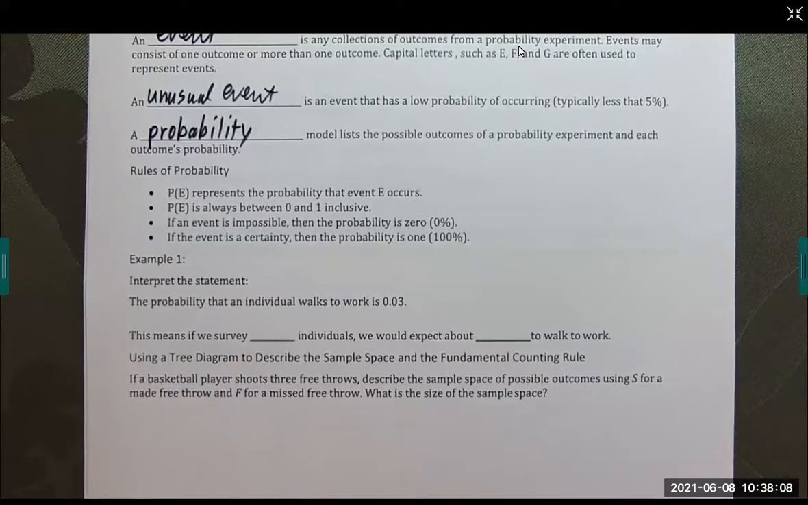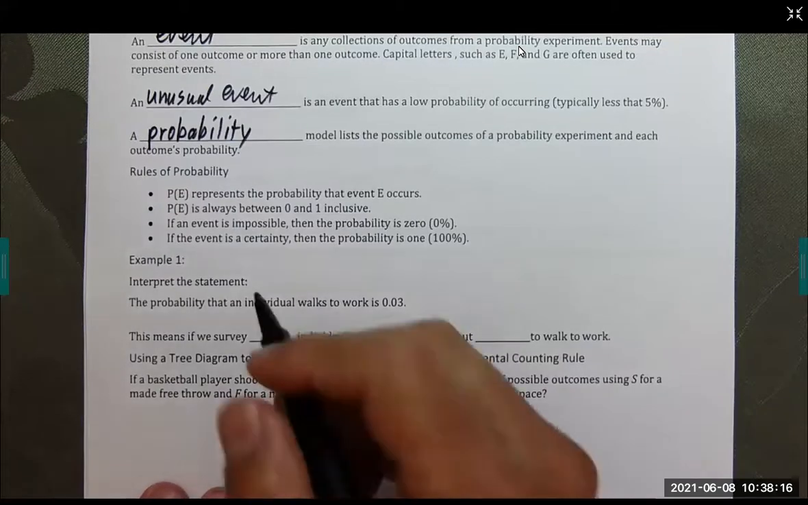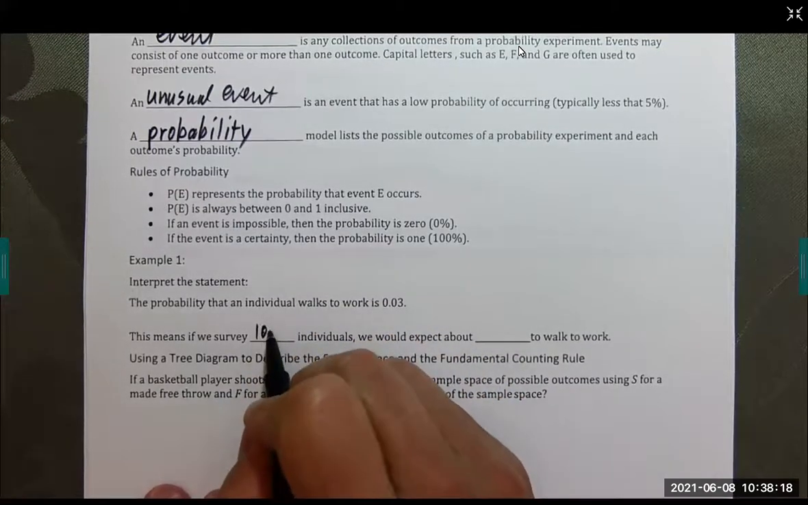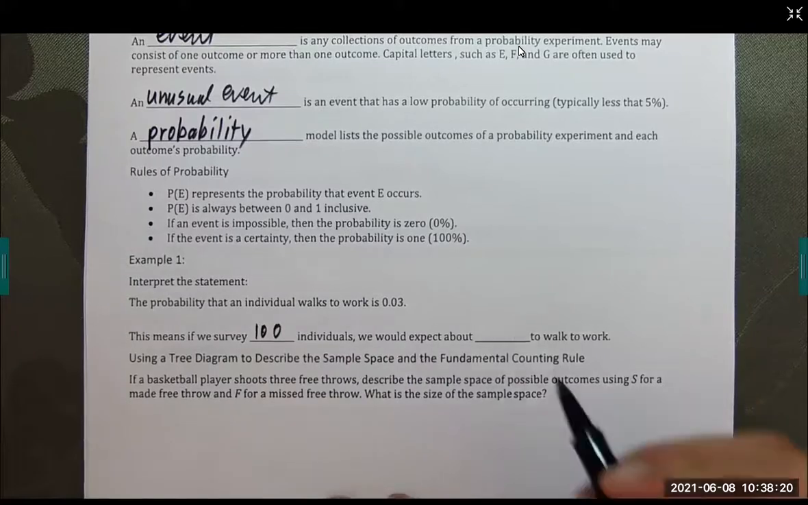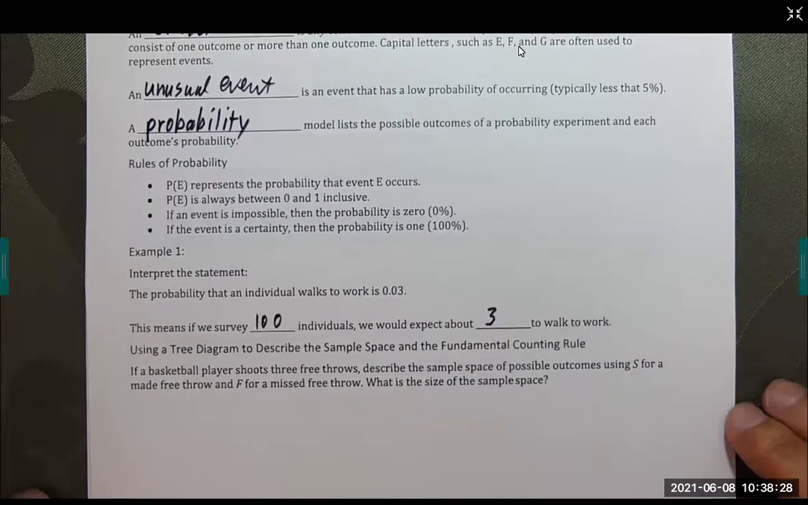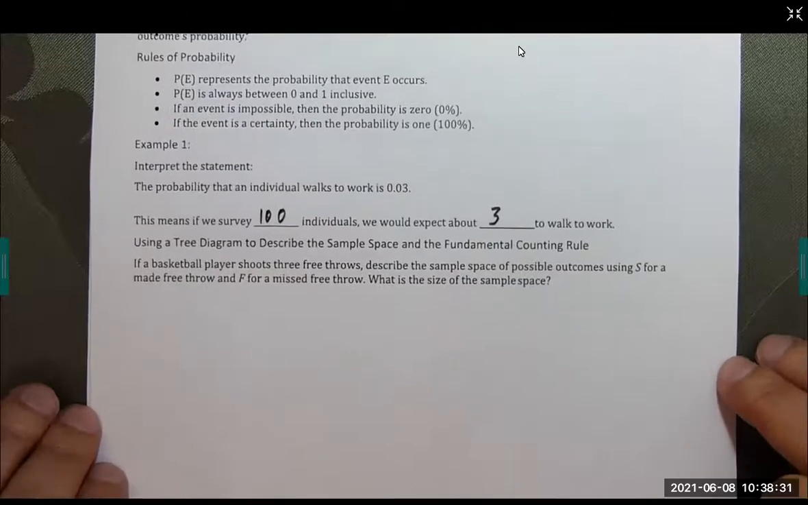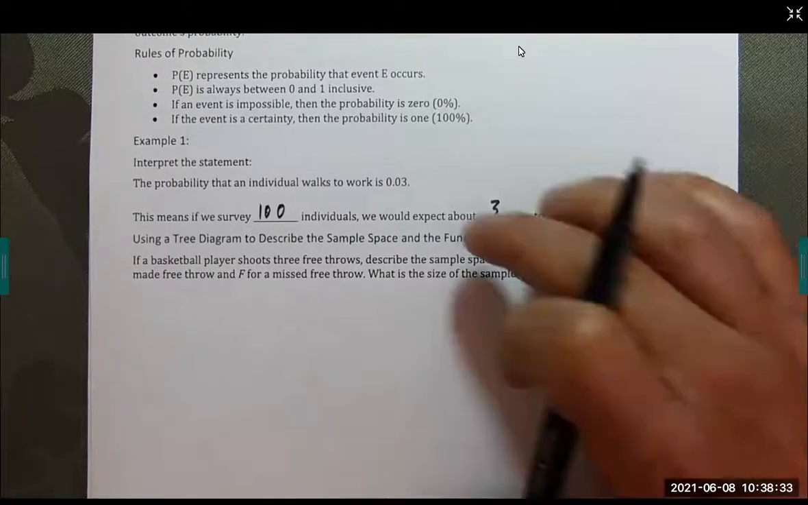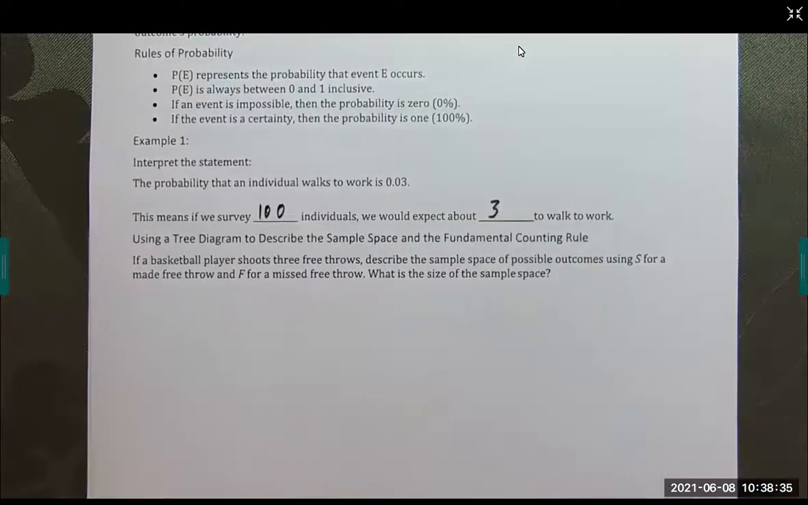Interpret the statement. The probability that an individual walks to work is 0.03. This means that if we survey 100 people, individuals, we would expect about 3 to walk to work. And we can understand this. 3 out of 100 is not very probable, meaning if we were to randomly select an individual, and this was a true statement here, then it wouldn't surprise us if very few people were able to walk to work.